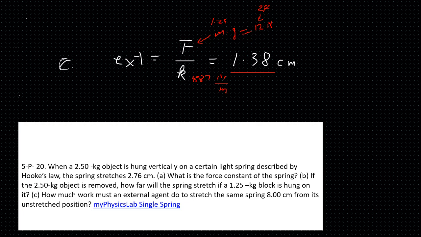Now, D. Okay, the last part. Actually that's B. I just made a mistake. And actually that's C. C will be how much work an external agent does to stretch the same spring to 8 centimeters.